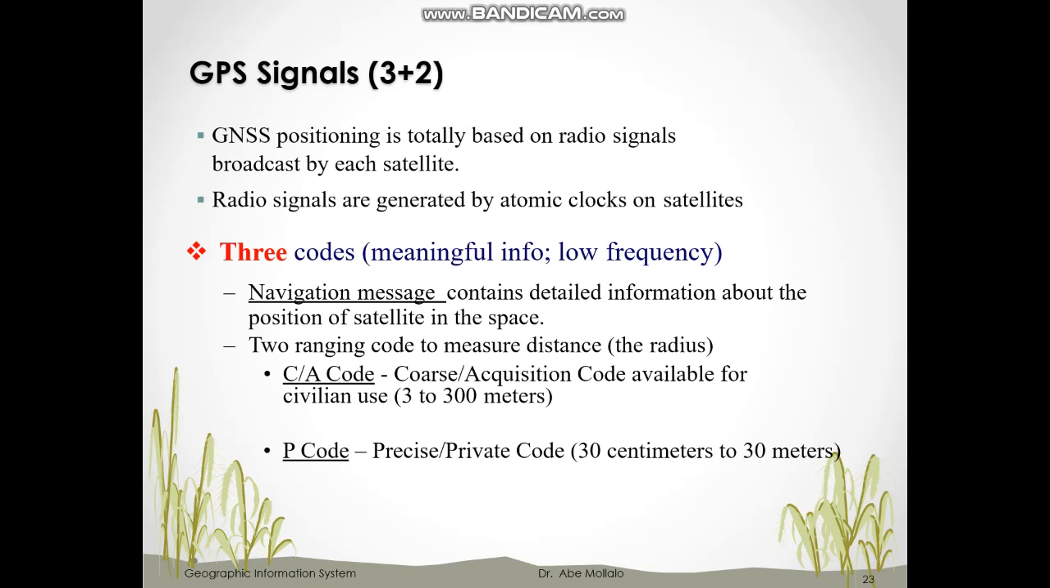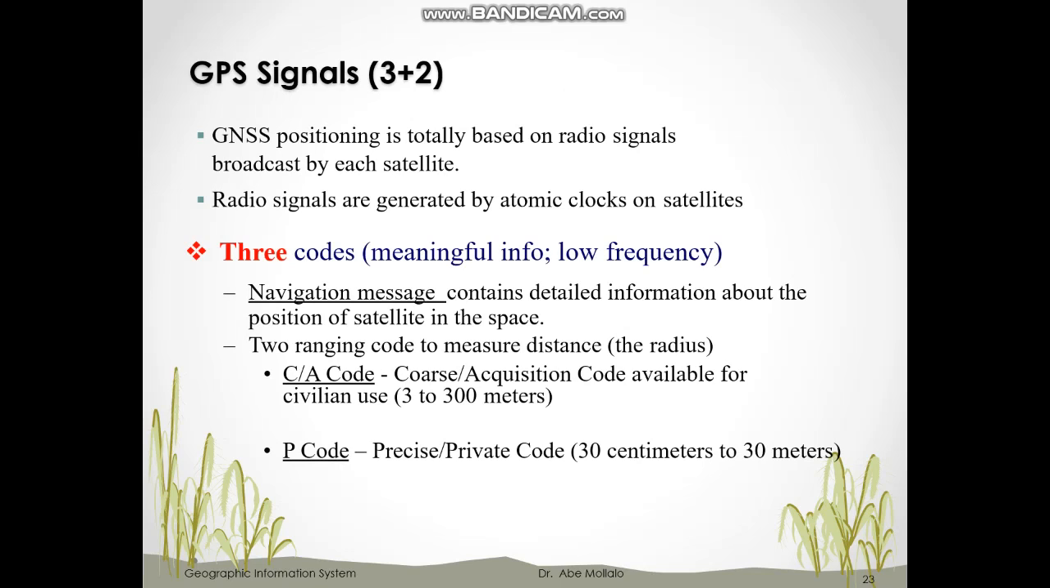Let's talk about the 3 codes first. The 3 codes are meaningful codes, which means that they can be understood by us. The first code is navigation message, which contains the position of the satellite in space and also the time of sent. The second one is CA code, or coarse acquisition code, which is a range code to help us measure the distance from satellite to receiver.